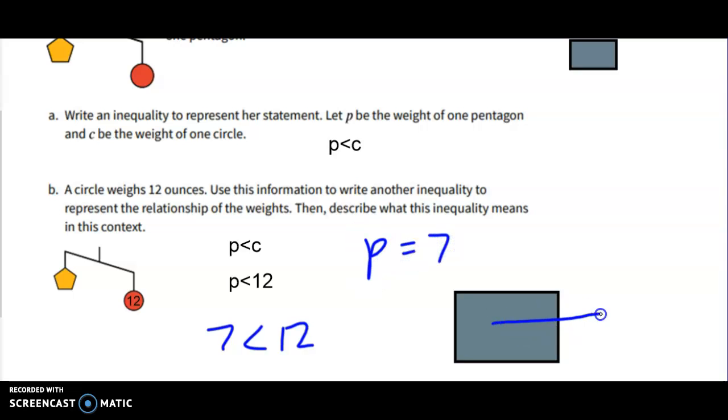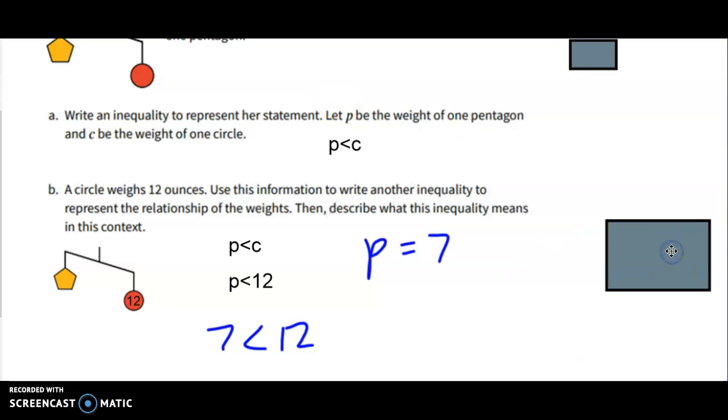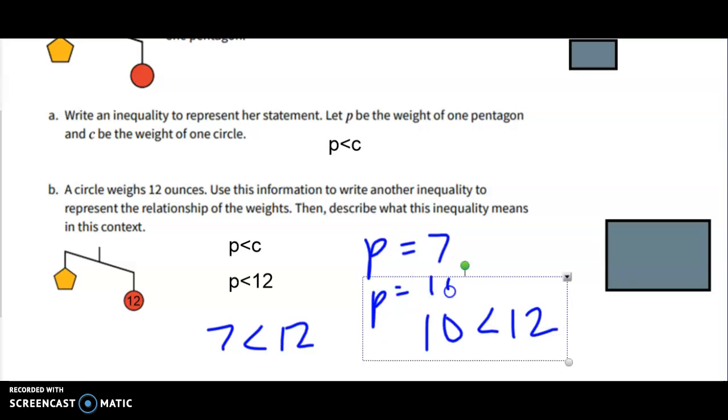We could also have another number that is less than 12, like 10. We could say 10 is less than 12. So P is 10. So that's a solution. So if we want to draw this on a number line, it would have to be a number that is less than 12, but we're not going to include 12 because then it would be a balanced hanger, and we want an unbalanced hanger.